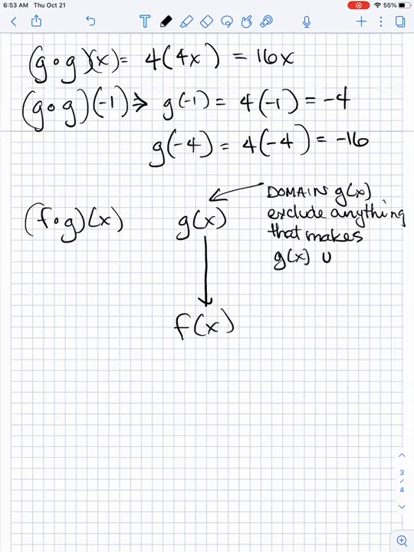And usually that means that g of x is undefined. So taking values that make the denominator 0, taking values that make what's inside a square root less than 0, all those things that you have to exclude. But then you also have to look at what values going into f of x do we have to exclude?